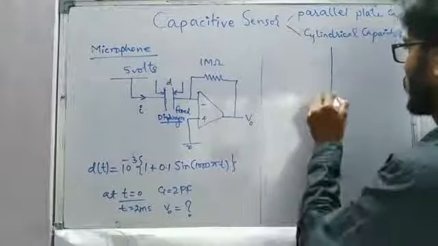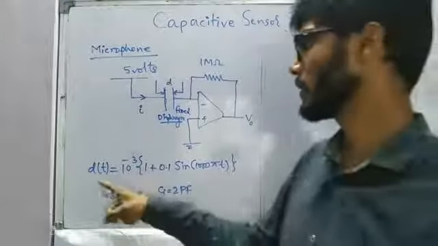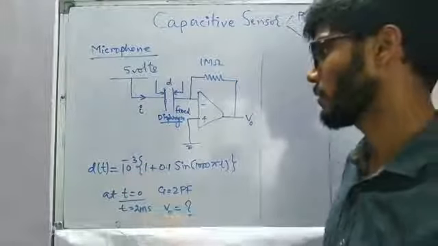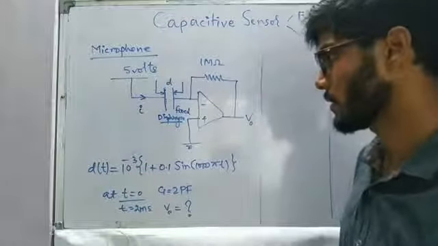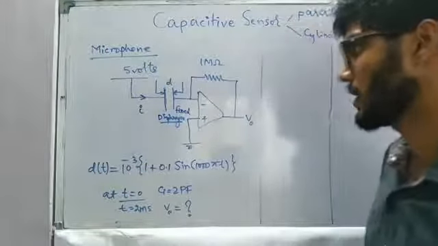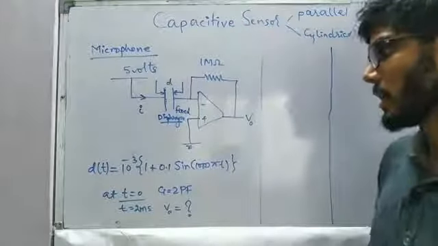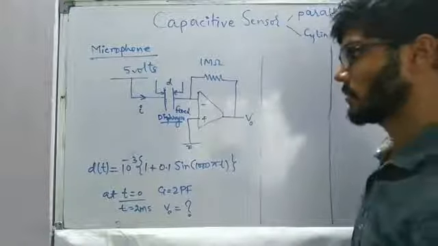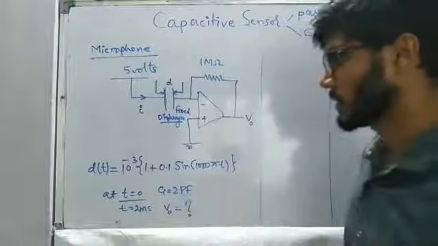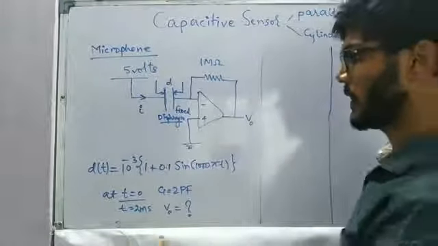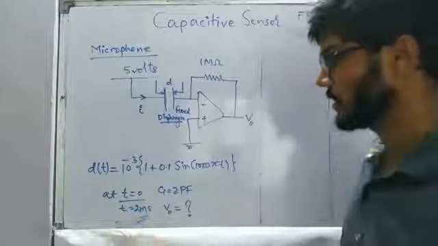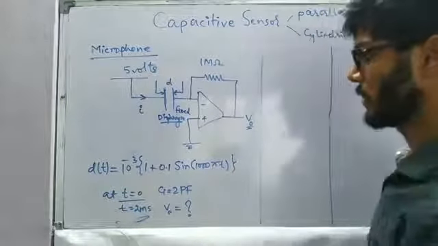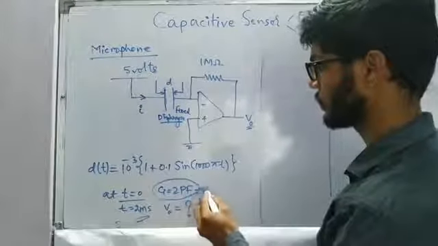Now the detail given in the question is that the distance is varying with respect to time as 10 to the power minus 3, whole thing multiplied by 1 plus 0.1 sin 1000 pi t, and at t equal to 0, when there was no pressure over it, the initial capacitance was given as 2 picofarad, and he is interested in the output voltage at t equal to 2 milliseconds. So first let's make use of this particular data.